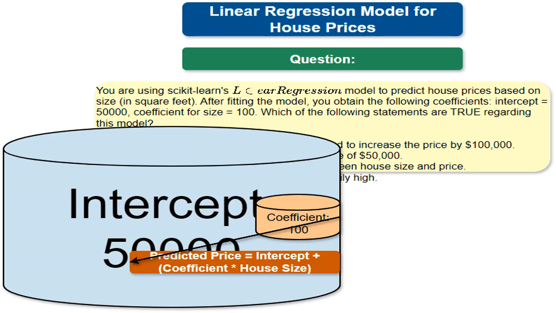The intercept is 50,000. This means that if a house has 0 square feet, which is unrealistic, but it's what the model predicts, the price is estimated at $50,000. It's the starting point of our price prediction line.